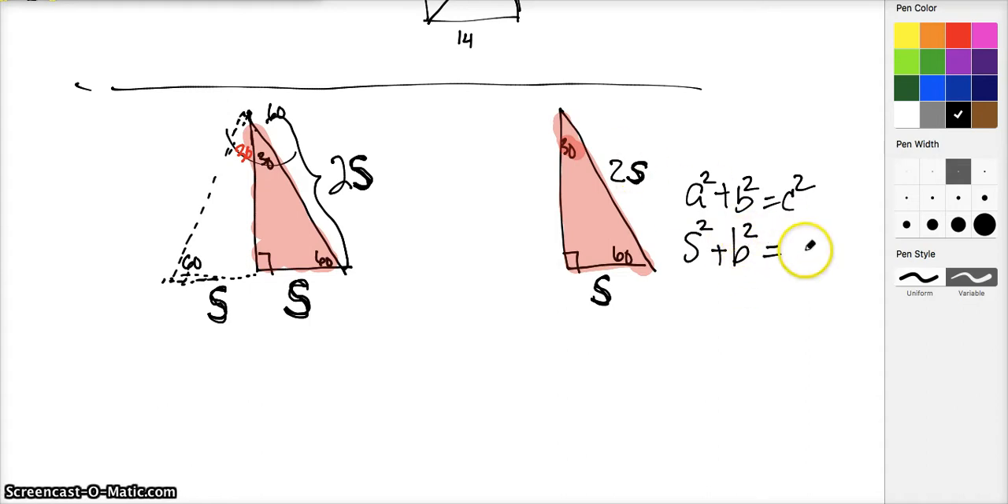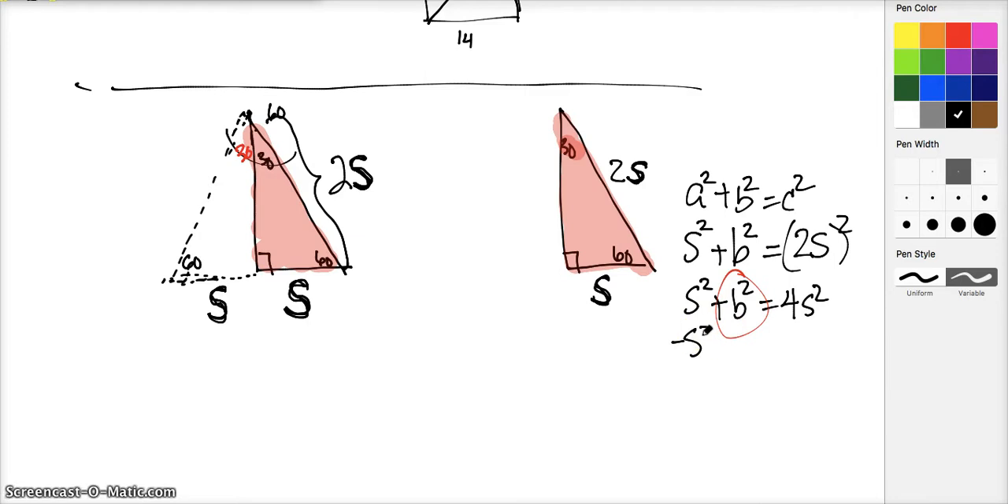And this other side, C squared, will be (2S) squared. You see what I did? The side squared. And so now if I use my algebraic talents, S squared plus B squared is equal to 4S squared. Remember what we talked about before. I want to solve for B, and I want to get B by itself, so I'm going to get rid of the S squared here, and I end up with 3S squared is equal to B squared.